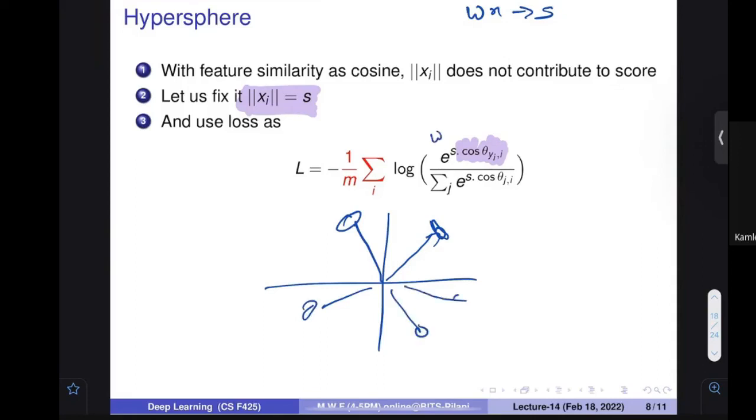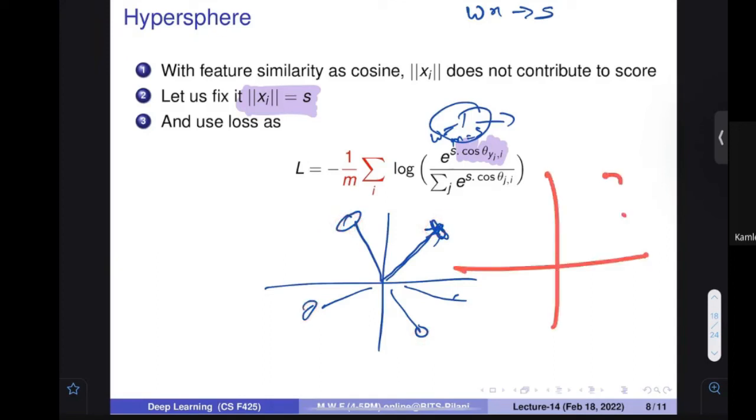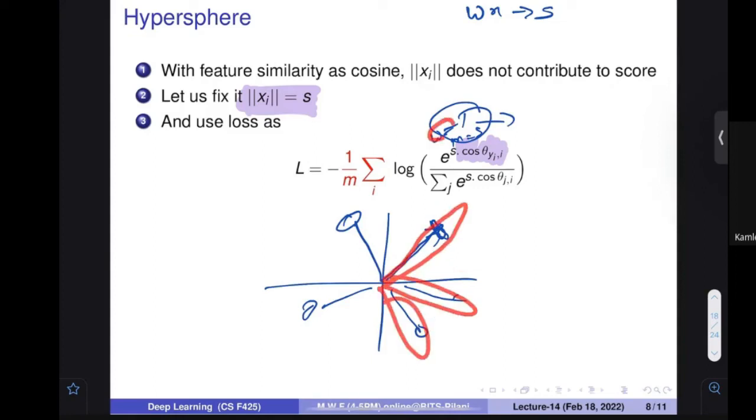Because w is also 1 and x is also s, the multiplication becomes constant. So for any item, if you want to find its location with the cos theta, all the features are going to be distributed in this particular region only. Earlier, the features were everywhere; then we changed it so that the features are only in this particular direction. But now, after normalizing, they cannot be here. All these features are going to be here only.